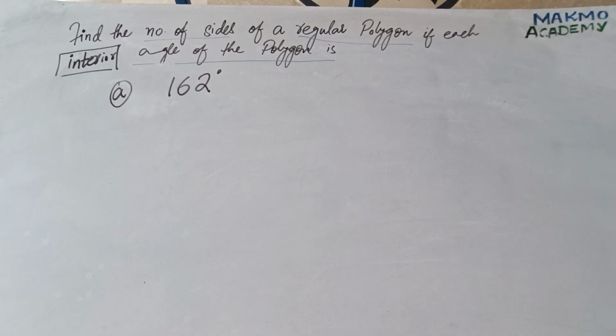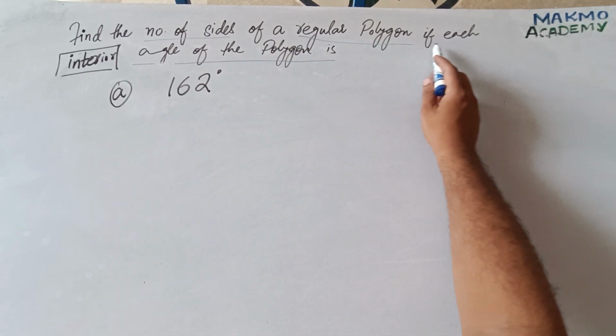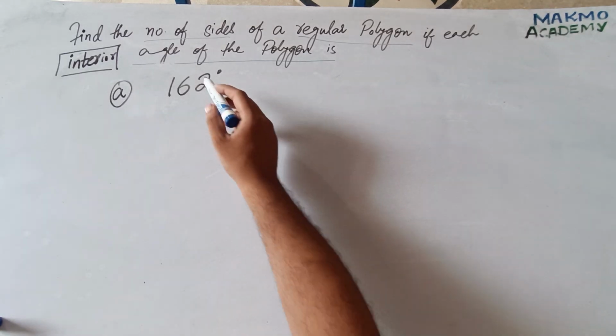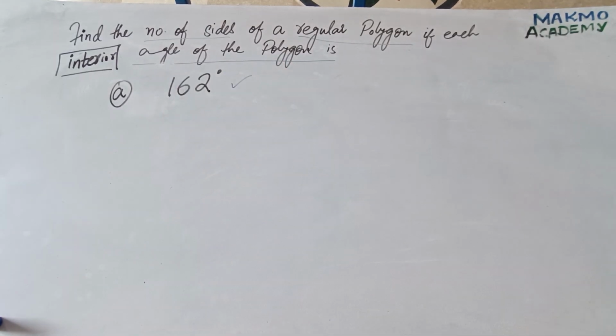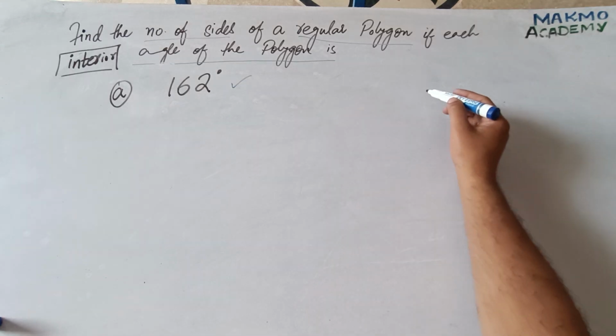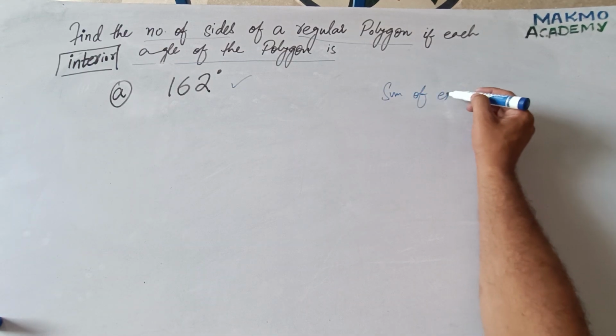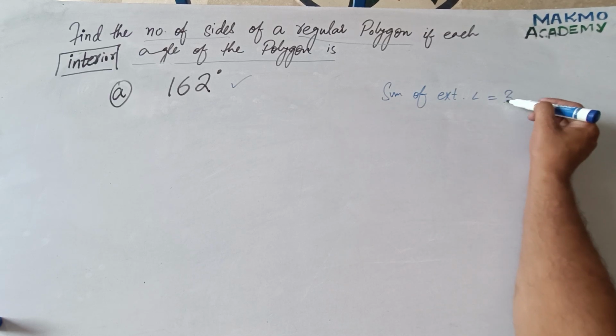Now guys, let's look at this question. Find the number of sides of a regular polygon if each interior angle is given. Now as we have discussed, the sum of all the exterior angles is equal to 360 degrees.